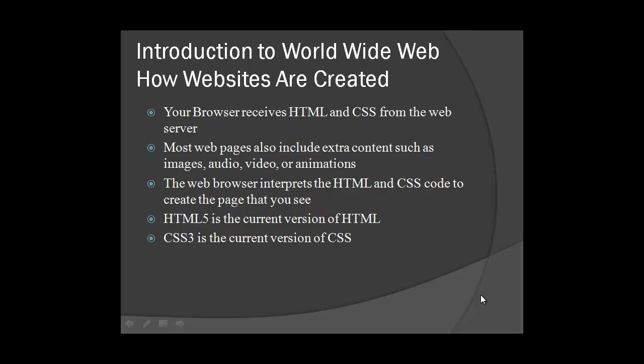How websites are created. Your browser receives HTML and CSS from the web server. Most web pages also include extra content such as images, audio, video, or animation, etc. The web browser interprets the HTML and CSS code to create the page that you see. HTML5 is the current version of HTML and CSS3 is the current version of CSS. So that was all the introduction. Now we will start learning the HTML language.